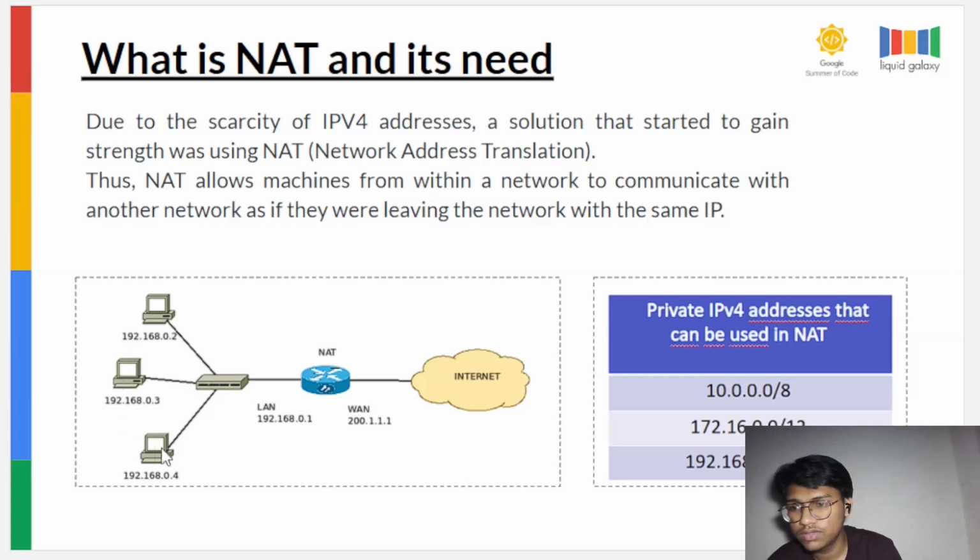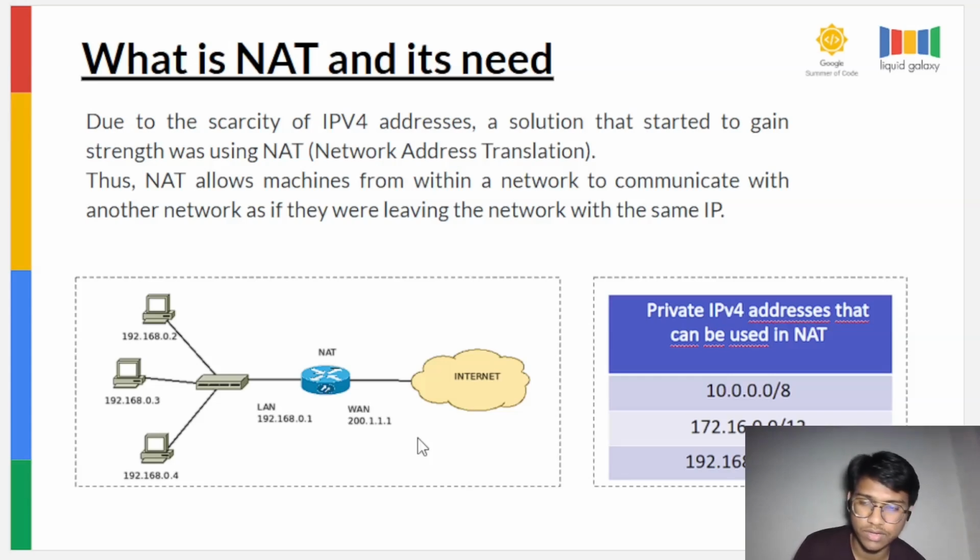These three have IP addresses. You can see 192.168.0.2, 0.3, and 0.4. But what NAT does is give them a single address here, like 192.168.0.1. And this IP address is used to communicate to the external or wide area network, connecting to the internet. So this is the basic illustration of what NAT does.